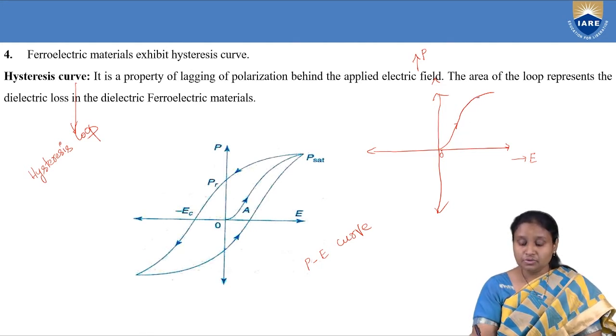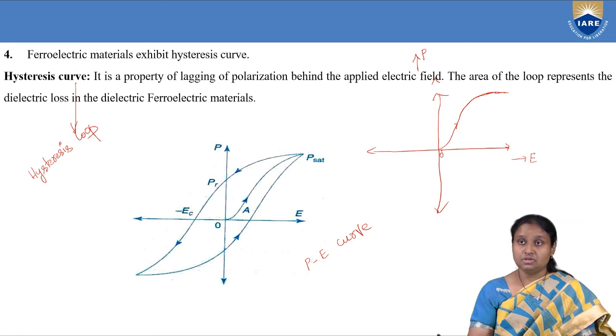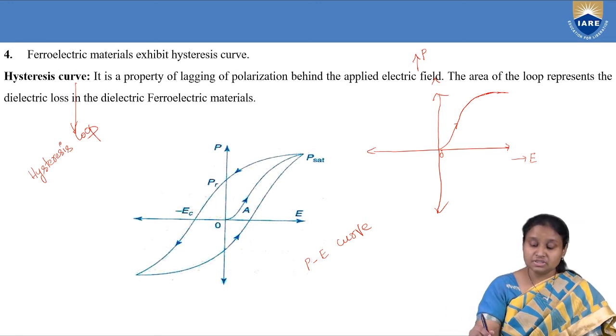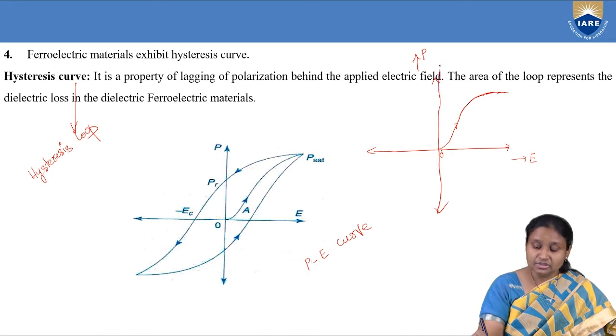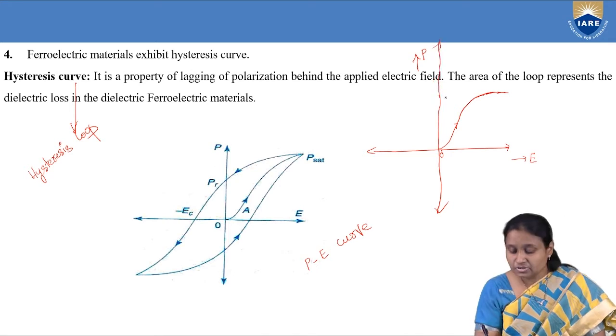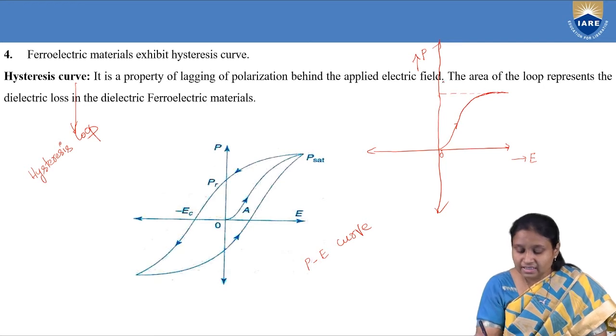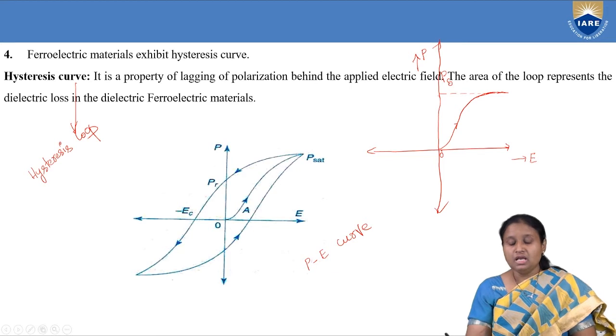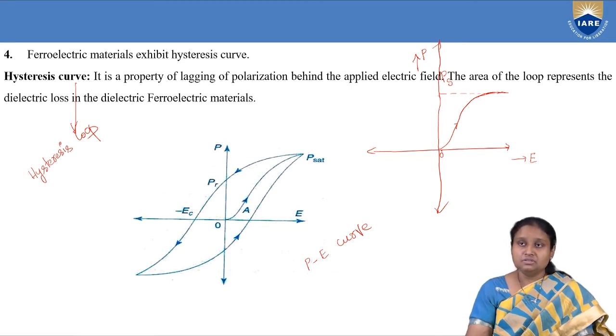And then what you are going to observe here is, once it comes to one particular value, it comes to saturation. So what do you mean by coming to saturation? Coming to saturation means, even if we increase the strength of the electric field, there is no change in the polarization value. And this polarization value is called the saturation polarization, or it is also called the spontaneous polarization.